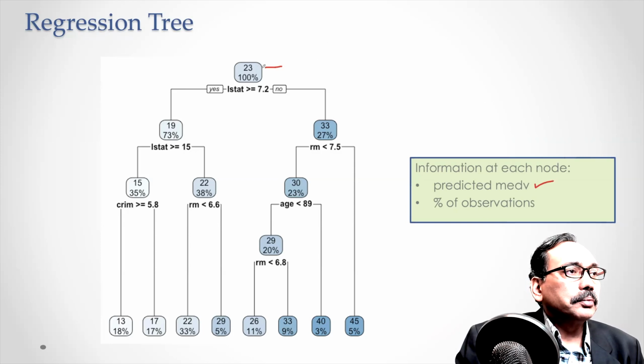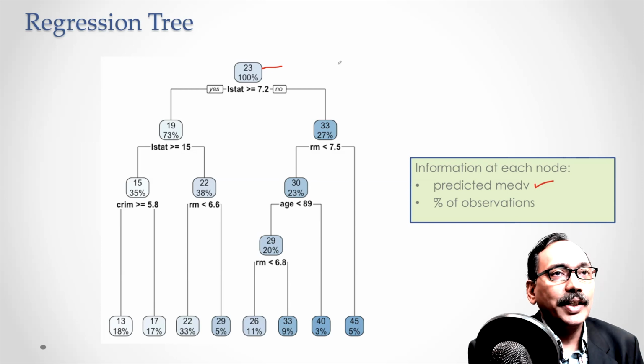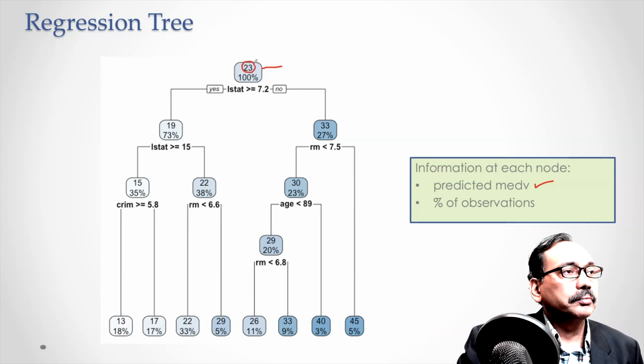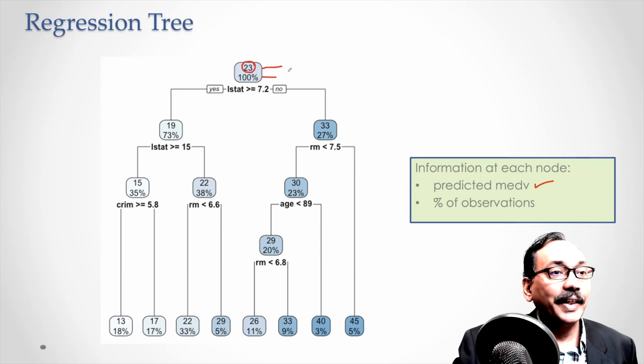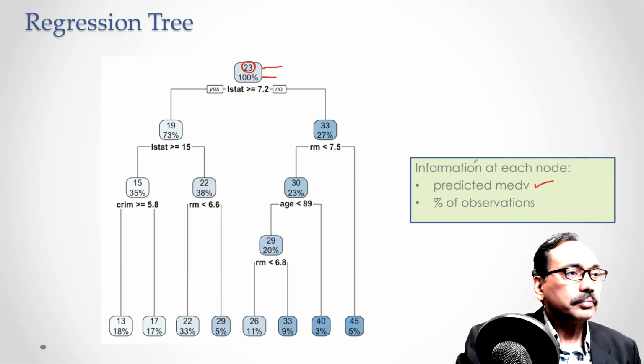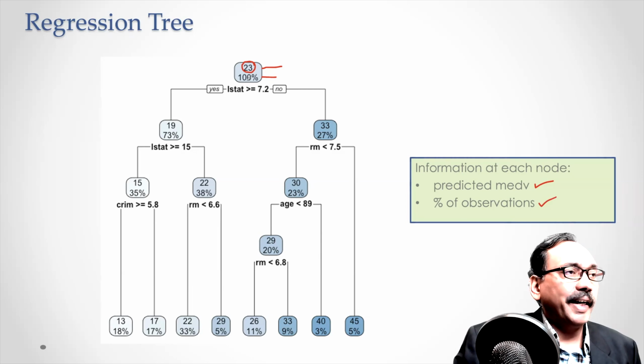At the root node, it says the house price is predicted to be $23,000, because the values of MEDV are in thousands of dollars. That's the average of the entire data. When you take the average of MEDV, that comes to around 23. That's why you see 23 here. This is based on 100% of the training data, because I created this model with the training data. And the second number that you see in every box is the percentage of observations. At the root node, the percentage will always be 100.